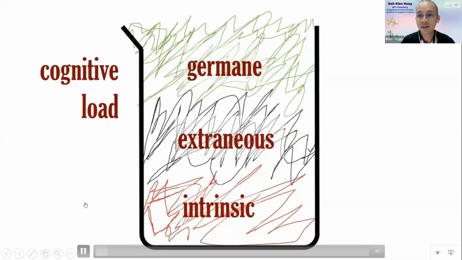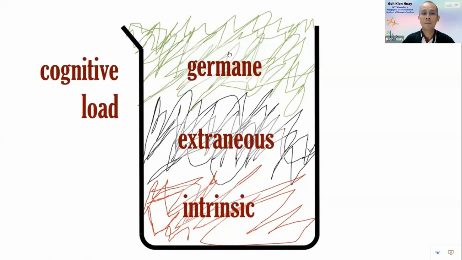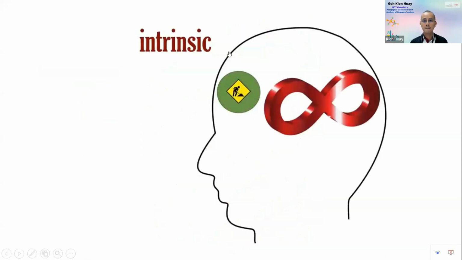Extraneous and germane. These add up in order, meaning if the demands of the first two are high, there's less room for germane load before cognitive overload occurs. The first type is intrinsic load. This refers to the innate difficulty of a task for a particular learner. This is determined by the number of novel elements and the level of interactivity between the elements.